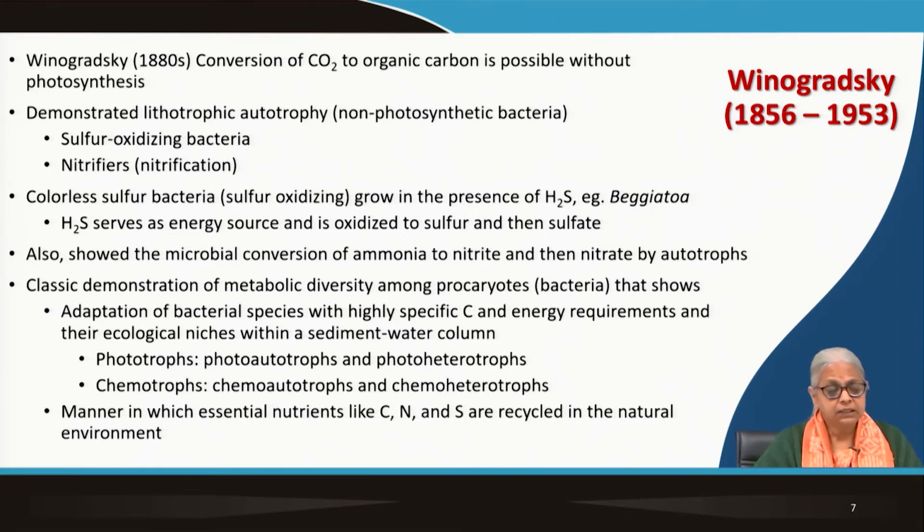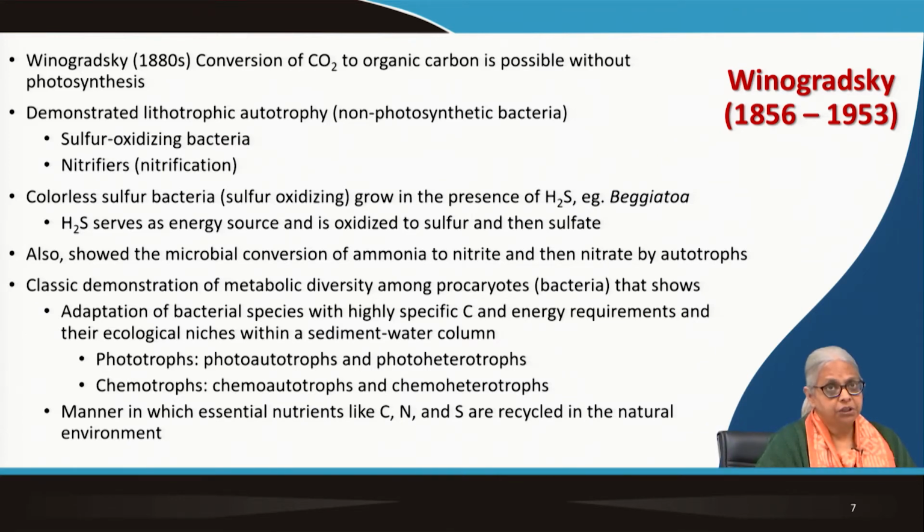We also have colorless sulfur bacteria. They are the sulfur oxidizing bacteria that can grow in the presence of hydrogen sulfide. So Beggiatoa is an example of that. H2S is the energy source and it is converted to sulfur and then sulfate. We also see the microbial conversion of ammonia to nitrite and then nitrate by autotrophs.